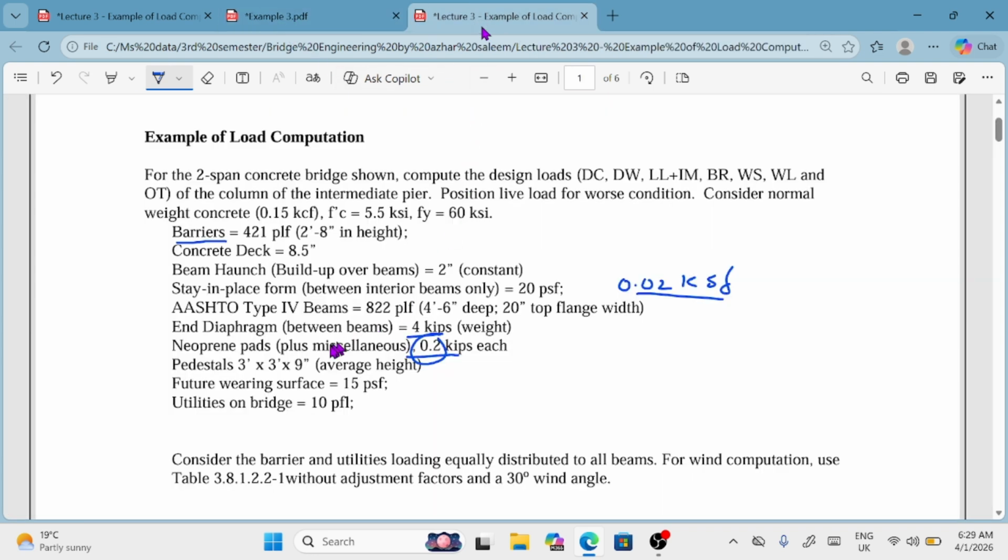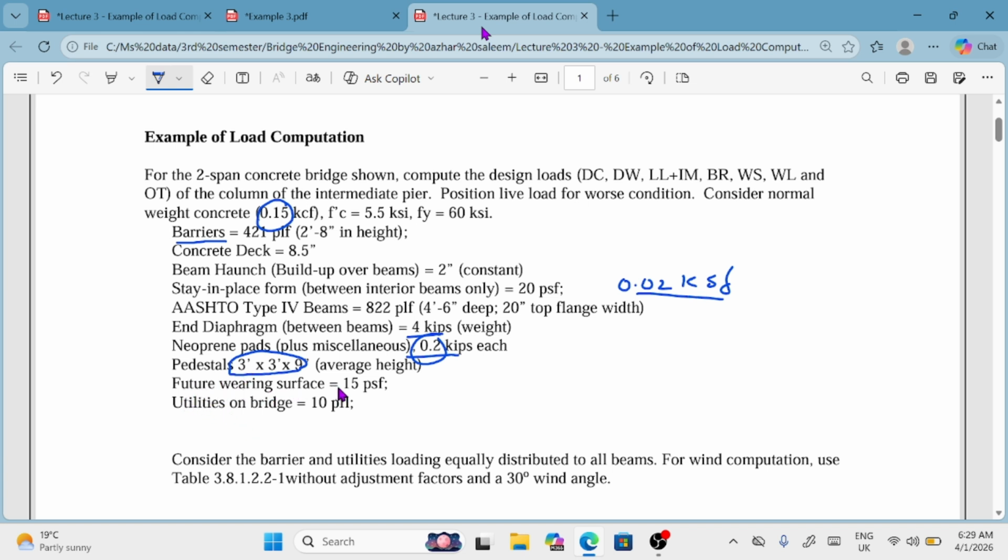And the pedestal dimensions are given, and we have to calculate the load from these dimensions. If we have the concrete unit weight, we will calculate this.